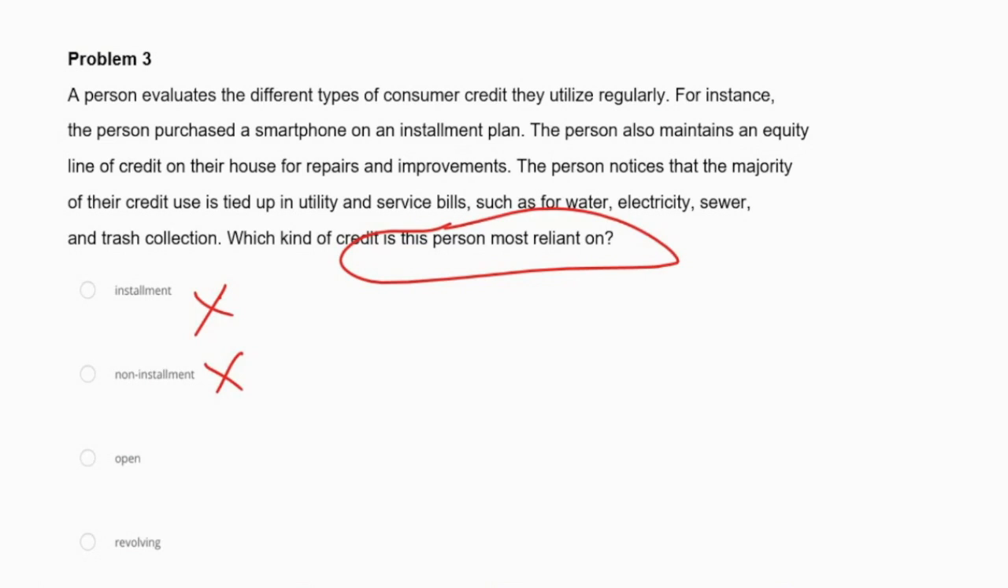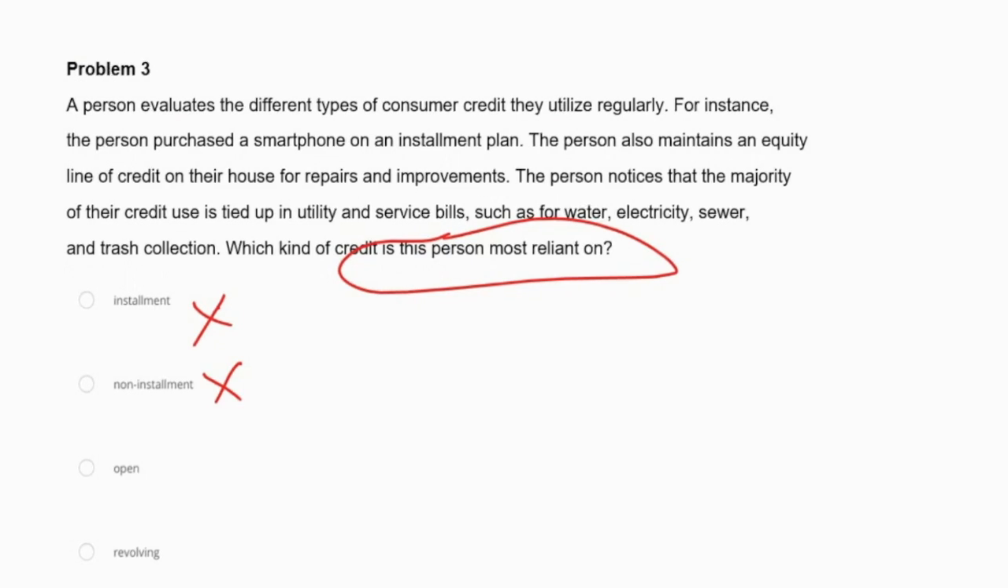Then we have open. Open is used for recurring charges like utilities. Balances are then paid fully and on a regular basis. This matches the description of a utility as well as a service bill. So we'll leave this one as a possible option. Then we have revolving. Revolving refers to credit lines like credit cards where balances carry over. And it really does not apply if you are paying a utility bill. So revolving would not be the correct answer here. So let's go back to open. Open more so matches the scenario of this person. So that would be the correct answer.